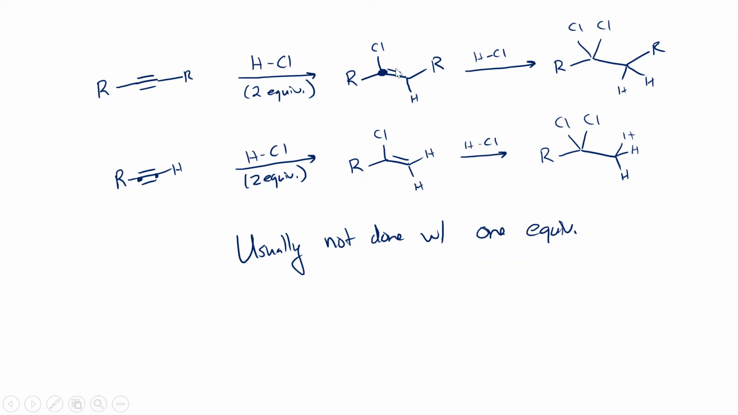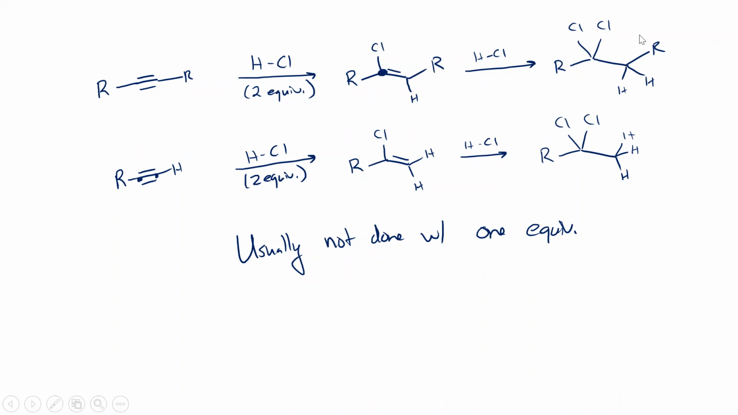And the reasoning behind that is that sometimes you'll get the Z double bond where the chlorine and the R group are on the same side, as I've drawn here. Sometimes you'll get the E double bond where the R group is down here and the hydrogen's up here. And those two are different compounds. And so if you stop after one equivalent, you're going to get a mixture of products.